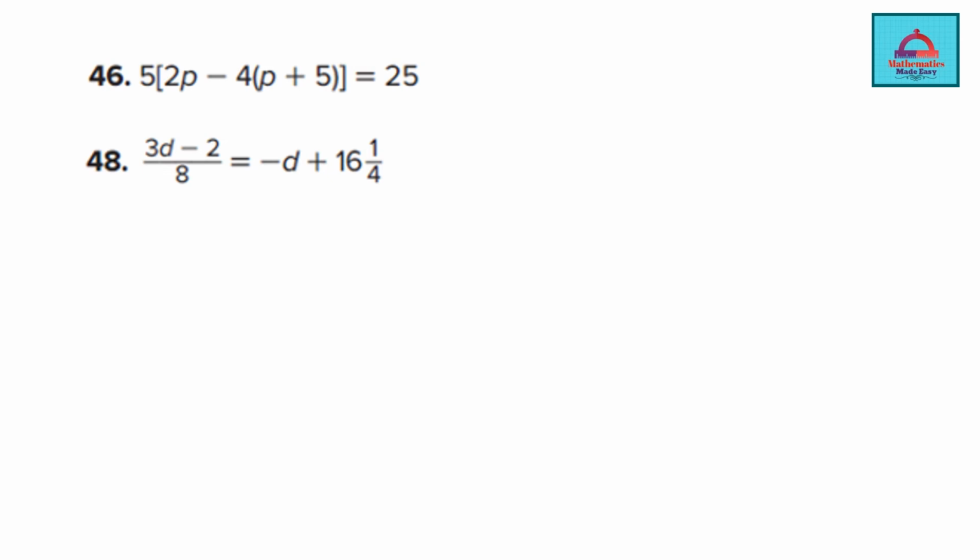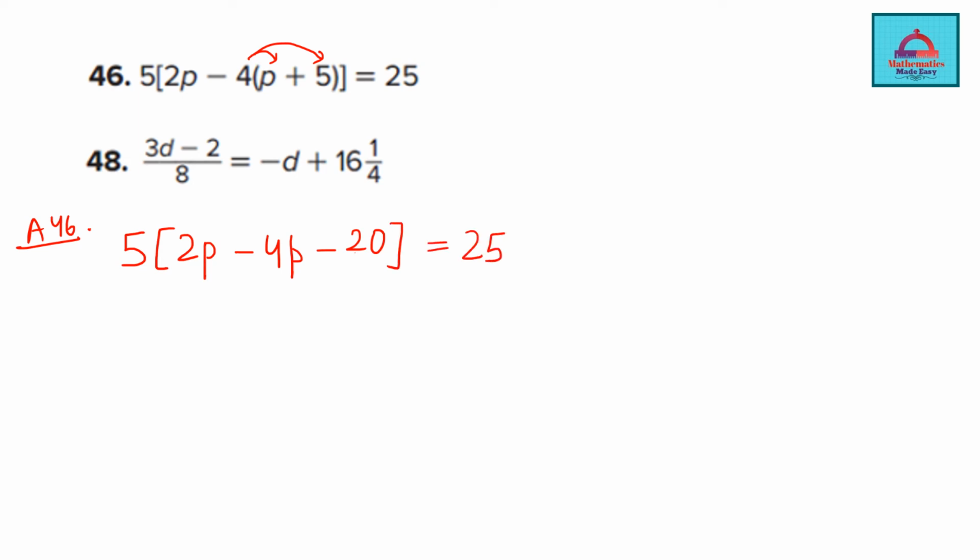Okay, so let's solve question 46. In question 46, you see brackets, which means you are going to do distributive. So first you solve the innermost bracket. So 5 multiplied with the cross bracket will be as it is. Inside, when you multiply, minus 4p plus, now plus and minus will become minus. So this will be minus here, minus 20 is equal to 25. So now you can simplify the bracket inside. So this is minus 2p minus 20 equal to 25.